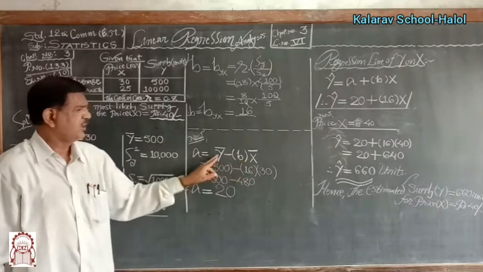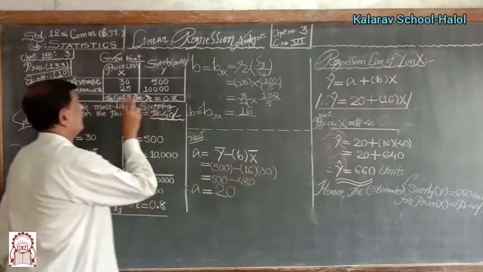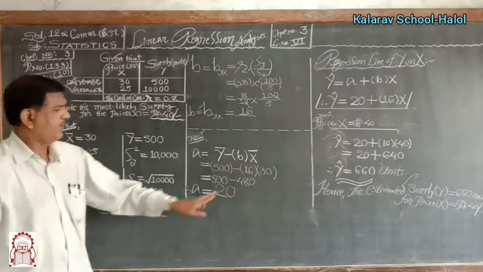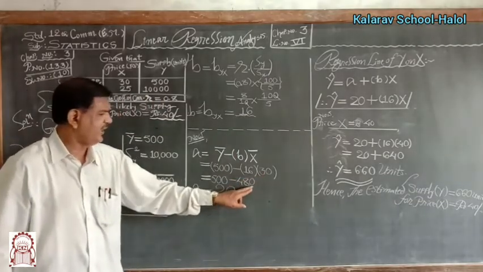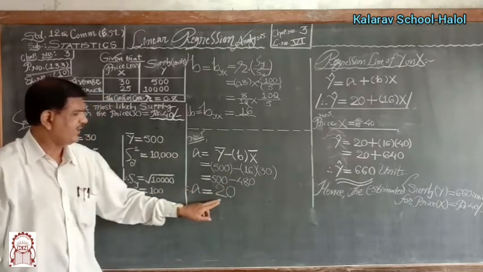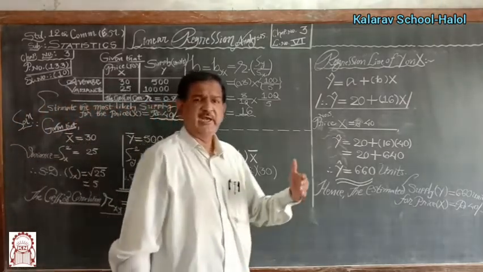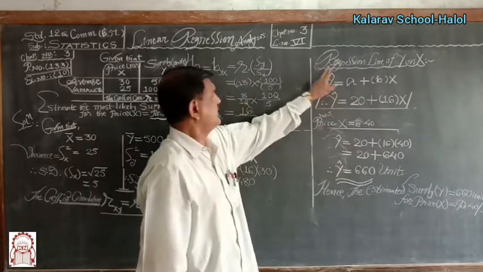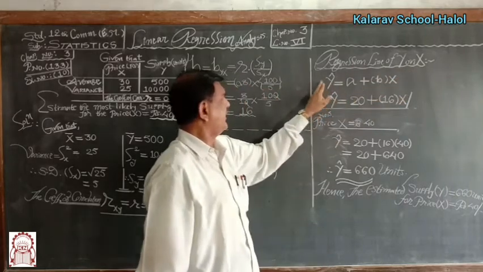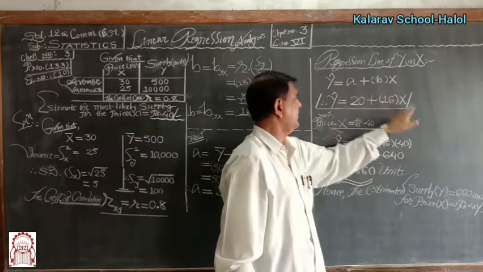And hence a is y bar minus b times x bar. Substitute the values of x bar, y bar and b. x bar is 30, y bar is 500 and b is 16. Therefore 16 into 30 will be 480. 500 minus 480, answer will be 20. Therefore a is 20 and b is 16. Now the standard form of the equation of regression line of y on x is y cap equals a plus bx. a means 20, b means 16, x.